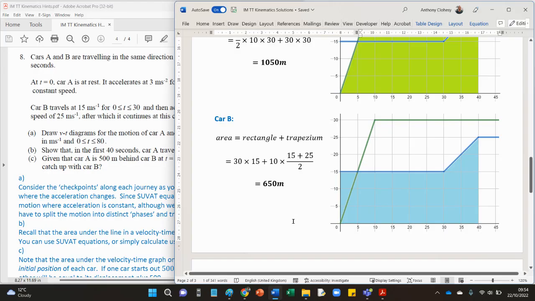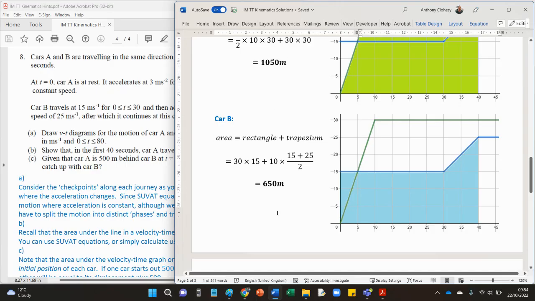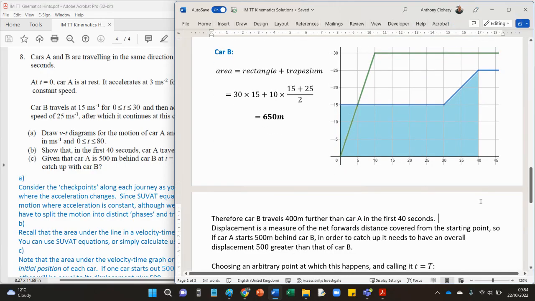And there's no need to do very much verification with this one, because the question was, show that one car travels 400 meters further than the other, and these two numbers are 400 meters apart. Therefore, we have car A traveling 400 meters further than car B.